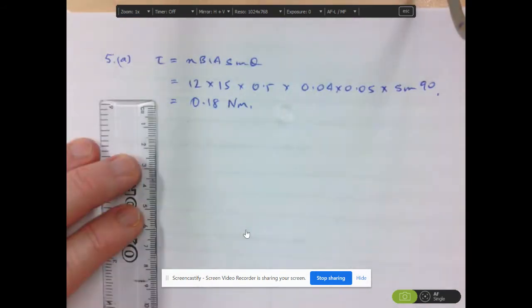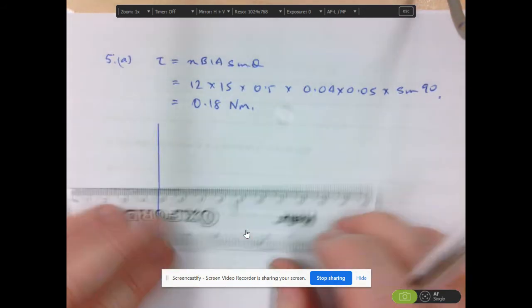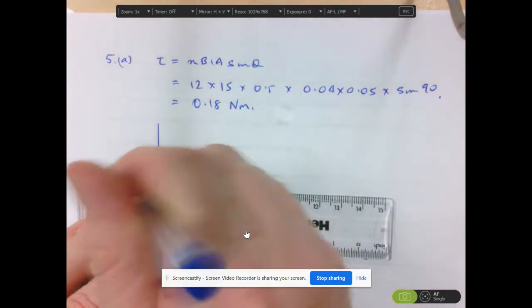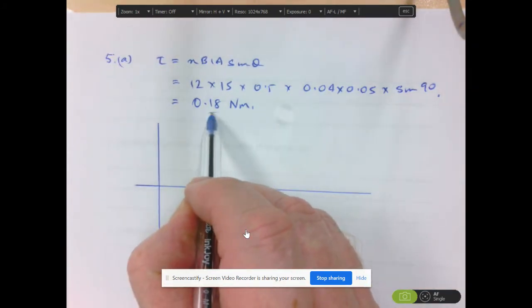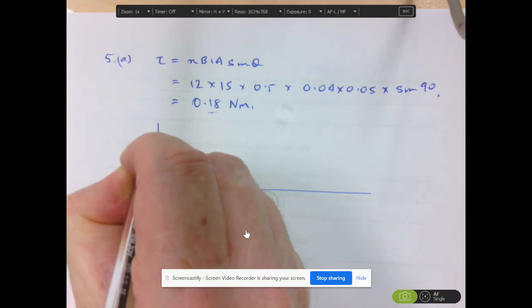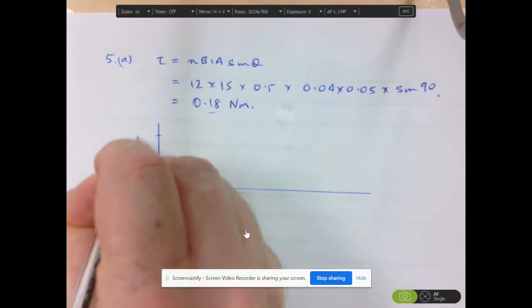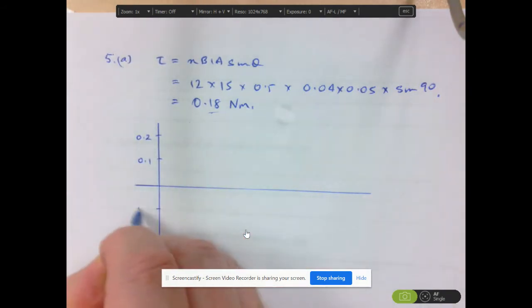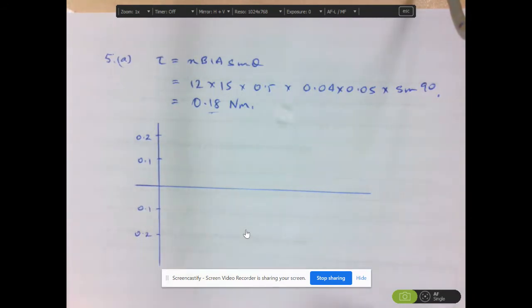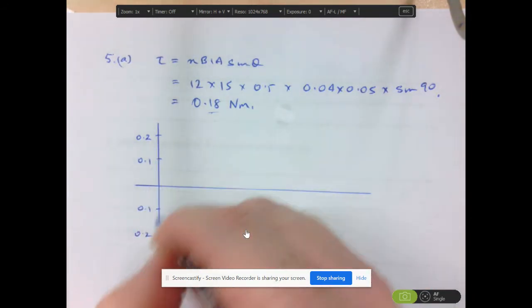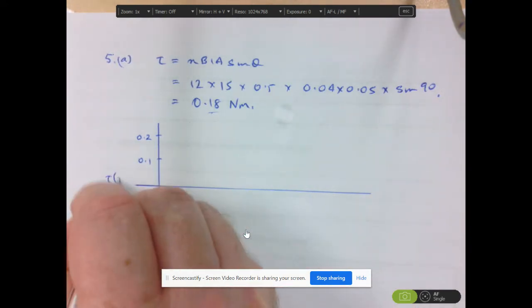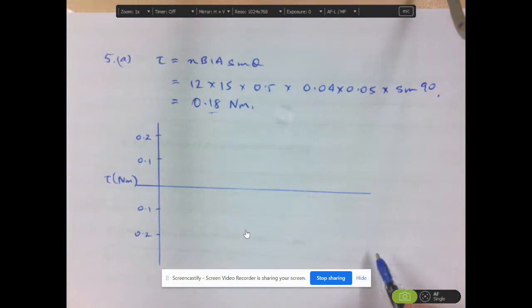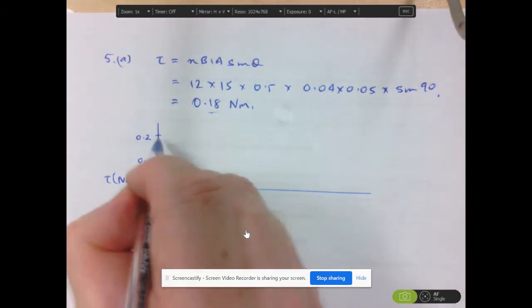So I'll draw a set of axes over here to mimic the ones in the question. We need to somehow scale 0.18. So I'm going to do 0.1 and 0.2, nicely maybe a centimetre apart. You would have to decide that, and this would be torque in Newton meters. And 0.18 would be there. So it starts at maximum.